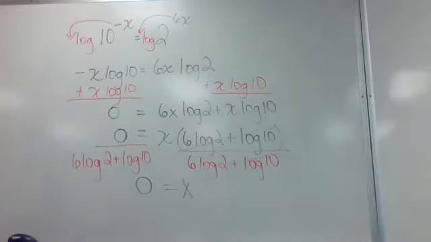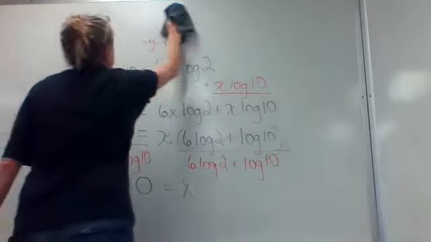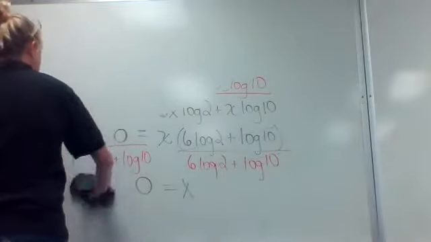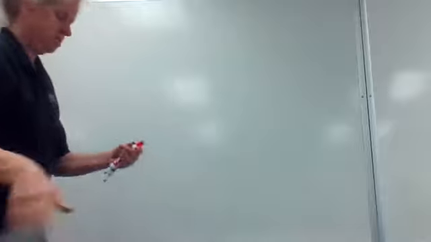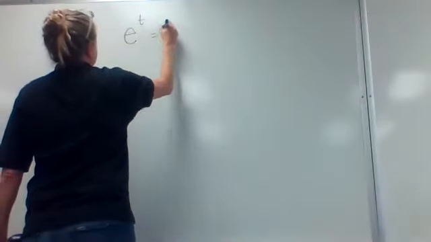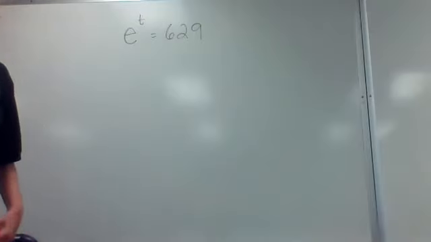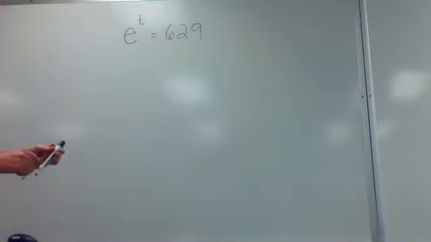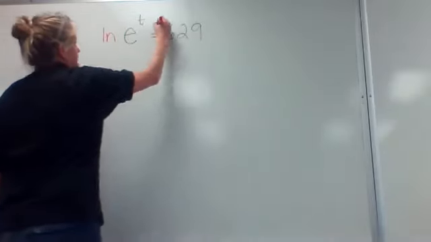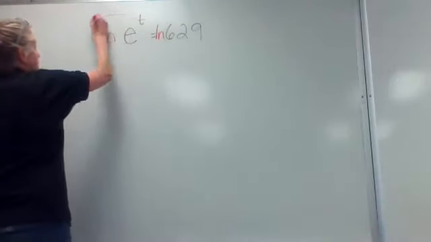Number 7. E to the t power equals 629. And I'm solving this for t. T is in the exponent. So instead of logging both sides, since I'm dealing with an e, and you'll see why on this next step, I'm going to use ln, the natural log of both sides. It has those same properties as logs, so I'm still going to be able to bring down this t.